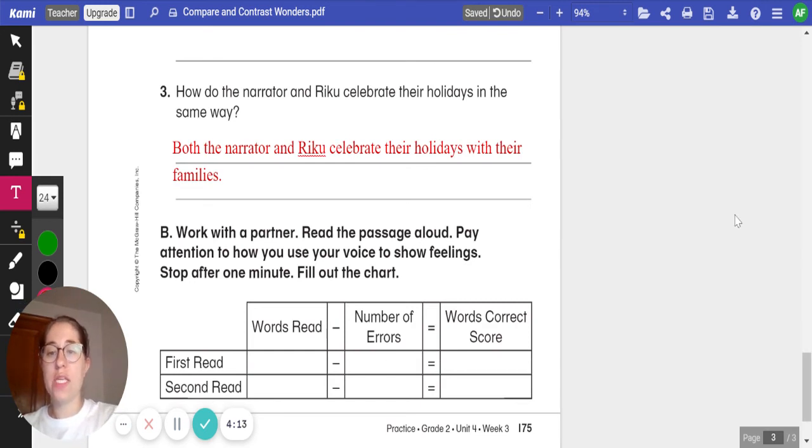All right, and one thing you could have said is that both the narrator and Riku celebrate their holidays with their families. You could have also said that they went to go see parades. Either one of those 2 would have worked.